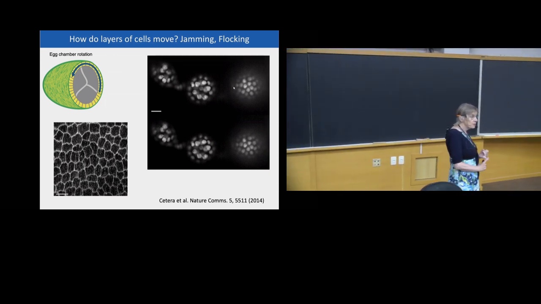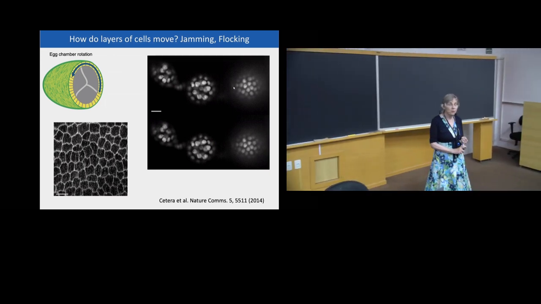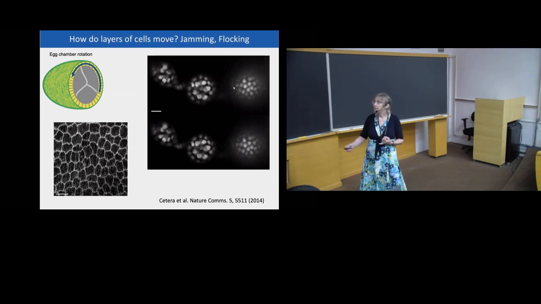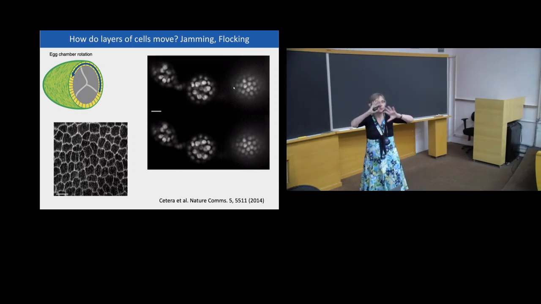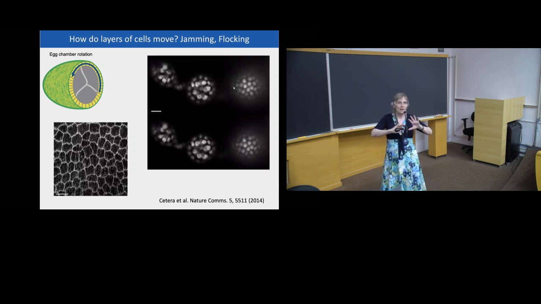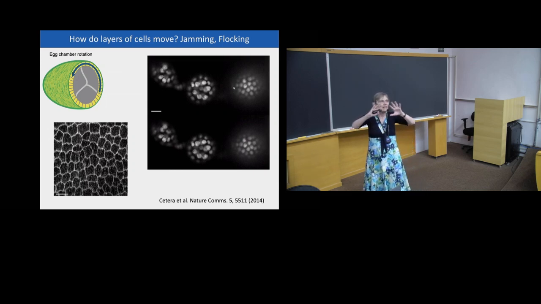So three things. First of all, there's jamming. Sometimes the concentration of the cells increases so much that they can't move relative to each other. That's called a jammed state, so they just wriggle about their local center of mass.